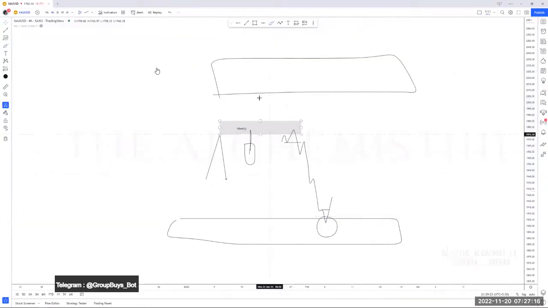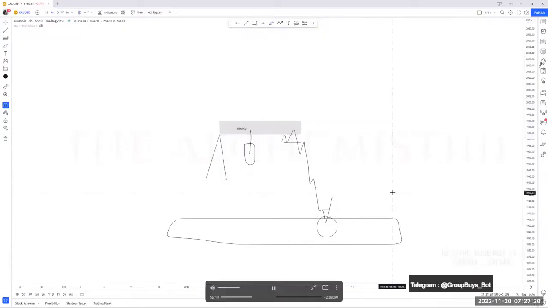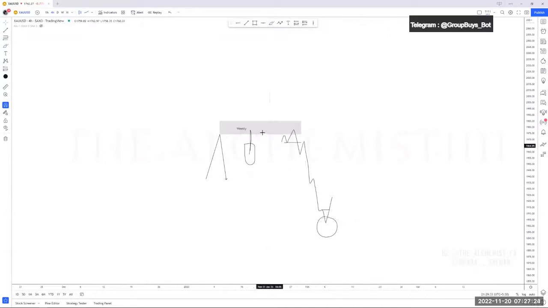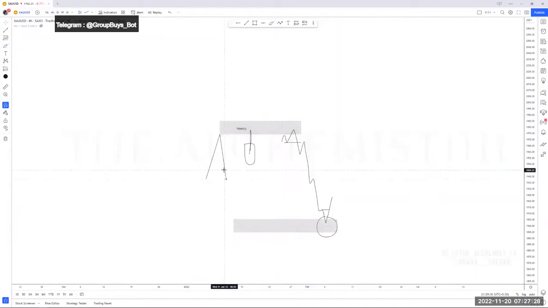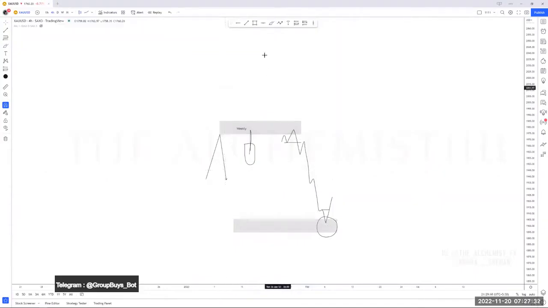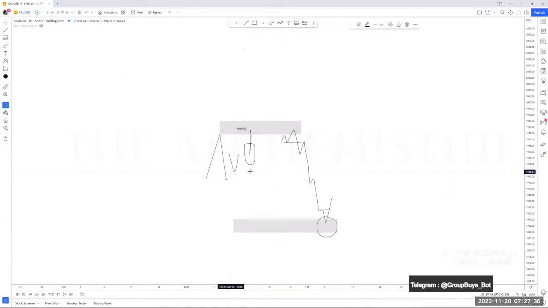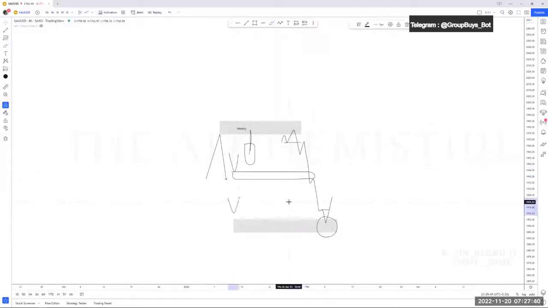So remember, once you identify the storyline, the next thing you should do is one time frame lower, identify your obstacles. Let's say your weekly zone is here, the next weekly zone is here. You're not bothered about the 4-hour. You're not bothered about the 1 hour. You're only bothered about the daily. So you will be monitoring daily right here for reaction. You will be observing the daily for reaction.